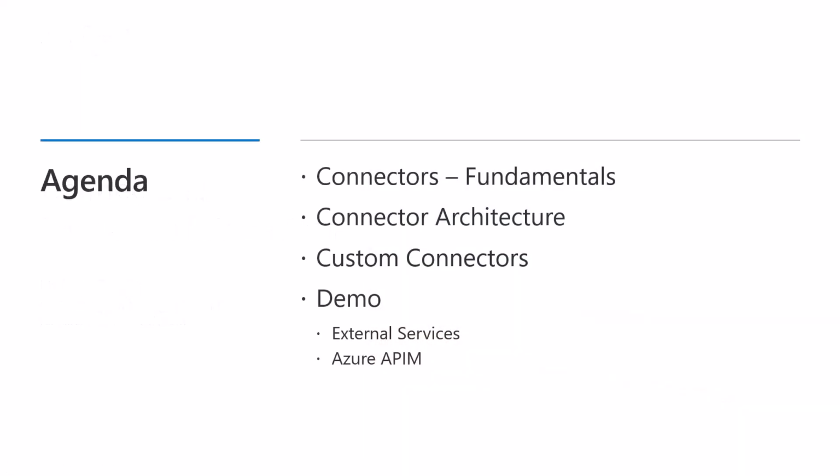How does a Canvas app or a Power Automate flow talk to an external application? As a part of this session, we'll cover the following topics: connector fundamentals, connector architecture, custom connectors. We will then build a few applications to reinforce the concepts covered. As a part of the demo, we'll build a connector from scratch. We'll also look at the tight integration between Power Platform and Azure by building a connector for a service exposed via APIM.